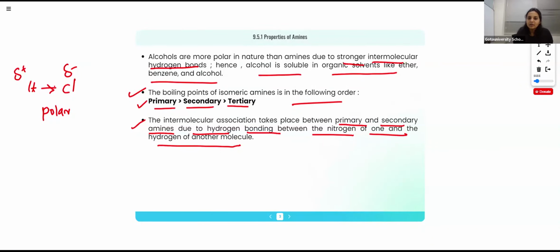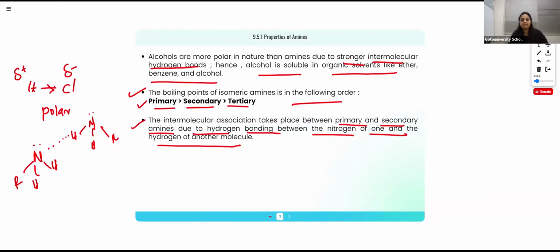See, hydrogen bonding, I told you, is the interaction between hydrogen and an electronegative atom like nitrogen, oxygen or fluorine. So intermolecular association between primary and secondary amines is due to hydrogen bonding. How? Because in any amine you can see nitrogen and hydrogen is there. This is a primary amine, right? I am taking the next primary amine: hydrogen, nitrogen, hydrogen, R group. So this interaction is the hydrogen bonding. In the previous diagram, you can see that, right?